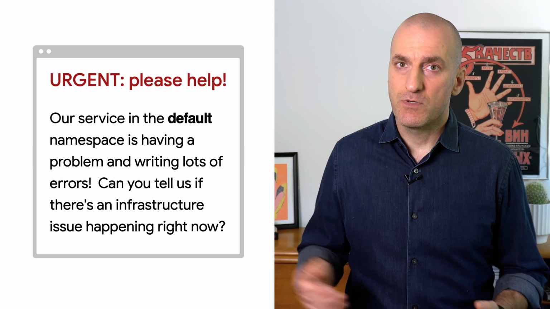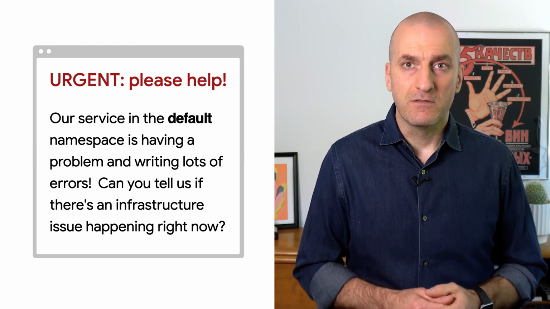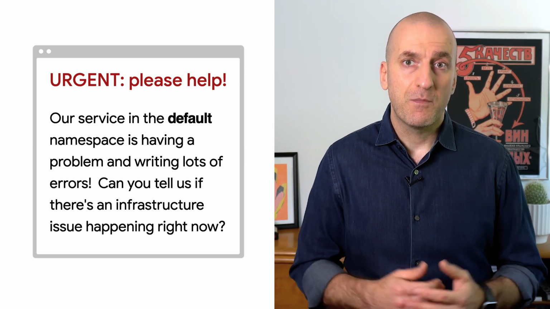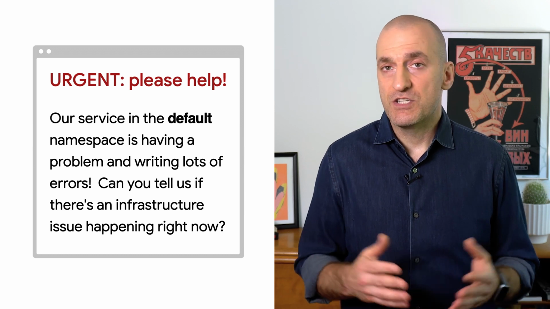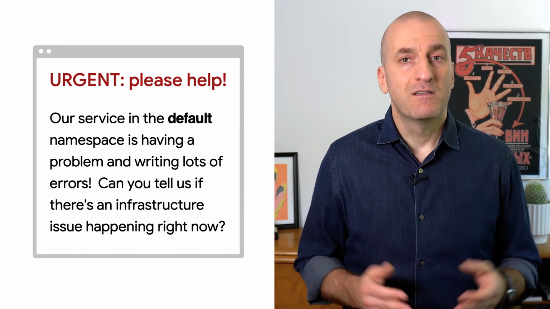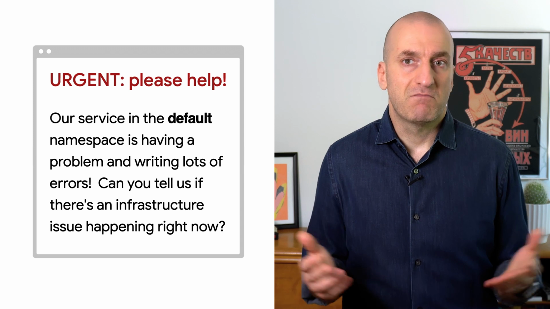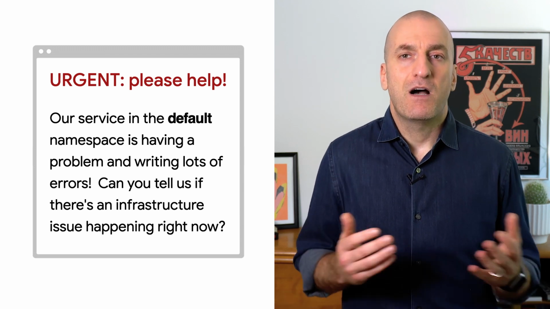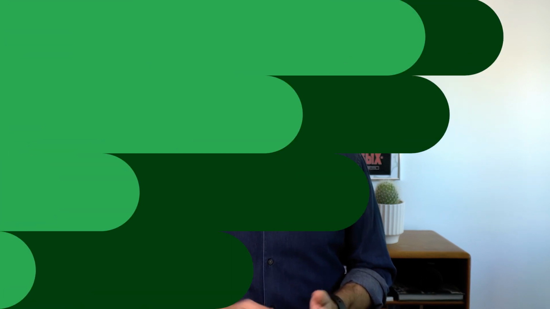Imagine getting a ticket like this one. You know that a service is having an issue, and the service owners are asking you to help them determine whether it's being caused by the GKE infrastructure they're running on. The problem is that there's a default namespace in every cluster in your org. How can you possibly find the one you're after? Let's see how cloud operations can help.